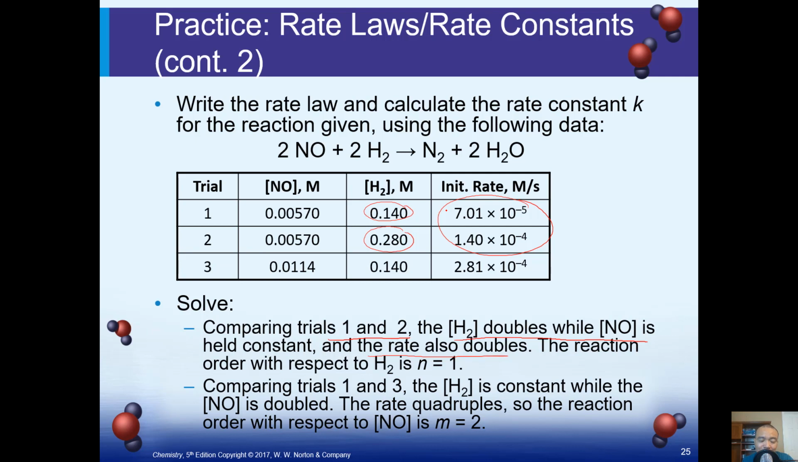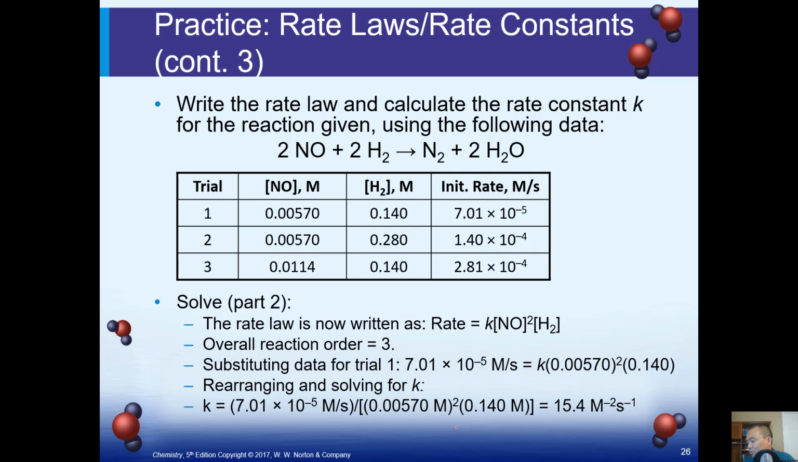The rate changes as many times as the concentration changes. For this reason, the reaction order with respect to H2 is 1. When we compare trials 1 and 3, the H2 concentration is kept constant, and the NO concentration is doubled. As we can see, the initial rate is quadrupled. For this reason, the reaction order with respect to NO is 2.